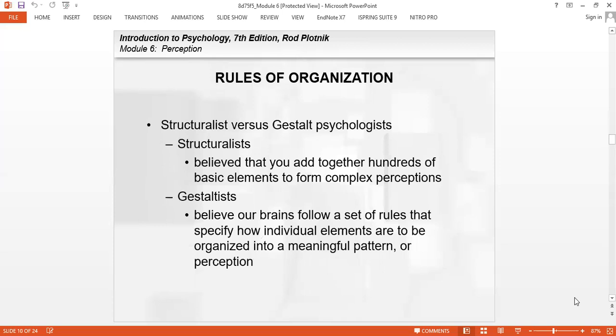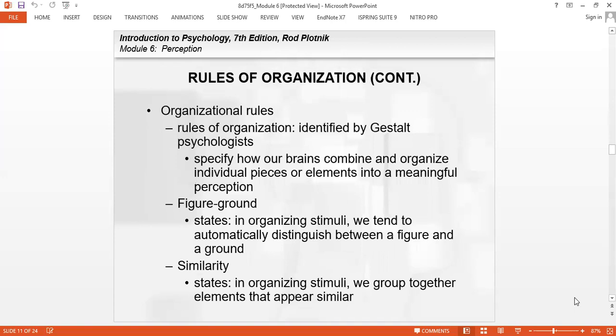Structuralist versus Gestalt psychologists. Structuralists believe that you add together hundreds of basic elements to form a complex perception. Gestaltists believe our brain follows a set of rules that specify how individual elements are to be organized into a meaningful pattern or perception. The organizational rules identified by Gestalt psychologists specify how our brains combine and organize individual pieces or elements into a meaningful perception.